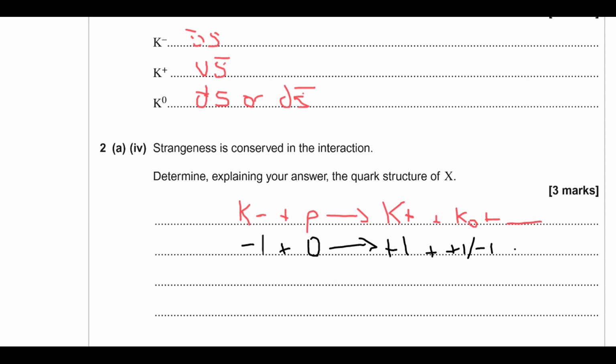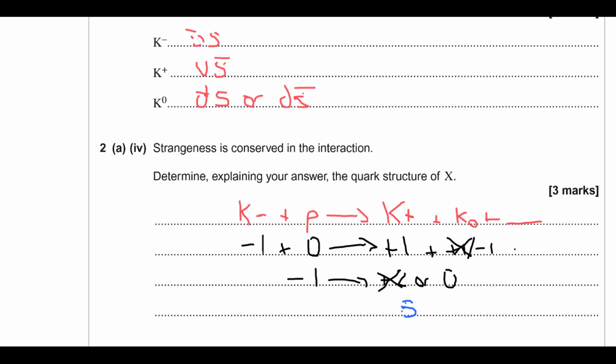And then we've got -1 currently on the left, and over here we could have +2, or we could have 0 there. And we know it's not going to be +2 because there's no way we can turn that into -1, so we can eliminate that as an option. So it's currently 0. So we need a strangeness of -1 to do this. So it's going to contain a strange quark.